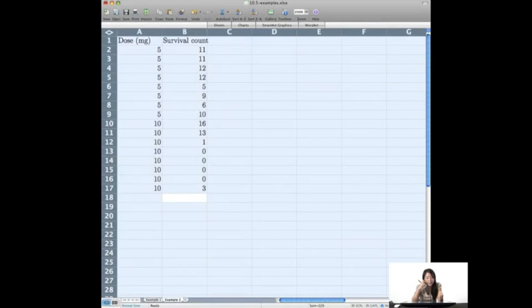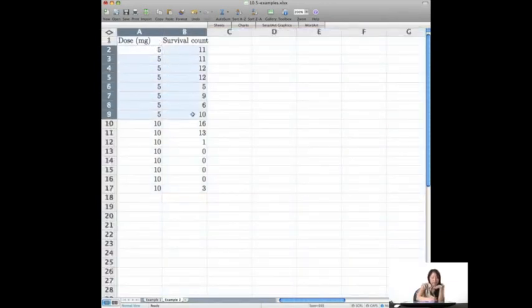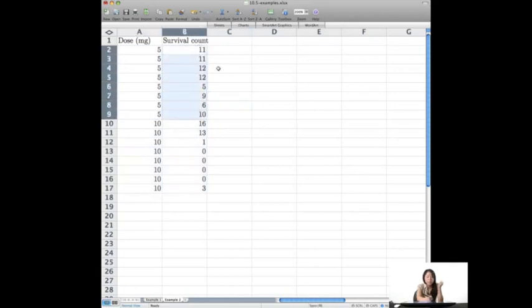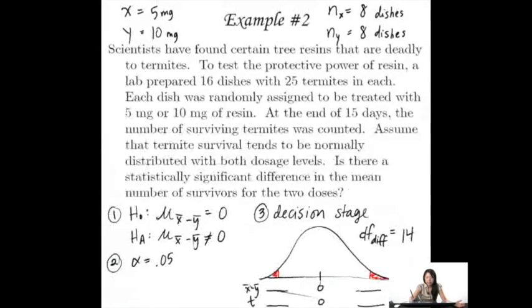Right? And so here we see dosage. So here's the 5 milligrams as well as the 10 milligrams. And here are the survival counts. So how many termites survived? Notice that there's no survival count over 25. 25 is the maximum you could have. But even the highest tends to be something like 16. The lowest survival count can't go below 0 because you can't have negative termites surviving, right? So here we have the survival count. Okay, so let's see what we have here.